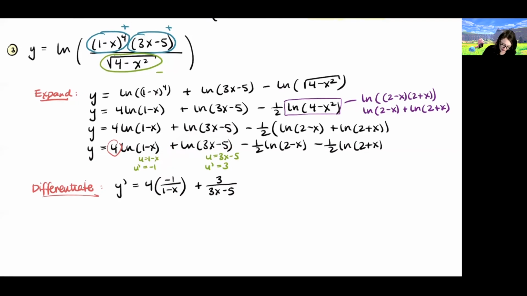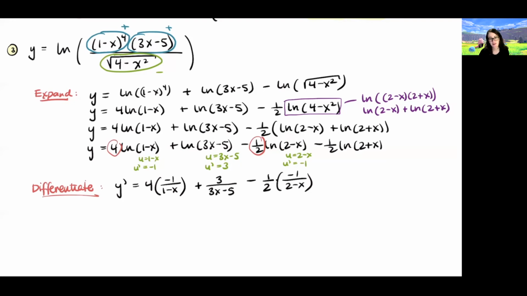Okay, then we'll subtract the derivative of 1/2 natural log of 2 minus x. Here we have a constant multiple. So this 1/2 is going to stay, so I'm just going to write it there. Natural log of 2 minus x, we've got a u situation again. So u equals 2 minus x. So u prime will be, again, be careful here, -1. So we're going to multiply this 1/2 by u prime over u. So -1 over 2 minus x.